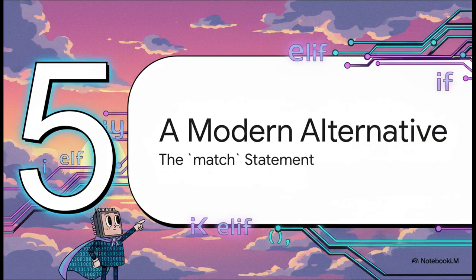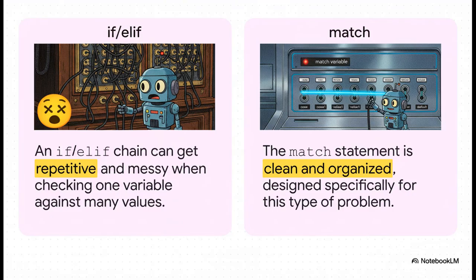All right, let's switch gears a little and look at a more modern tool in Python's toolkit, the match statement. This thing is awesome for a specific kind of problem, when you have one variable and you need to check it against a bunch of different specific values. I mean, just look at the difference here. On the left, you've got this clunky if-elif chain repeating name == over and over. But on the right, the match statement is so clean. You just say, hey, I want to match the variable name, and then you list out all the possible cases. It's just so much more organized.